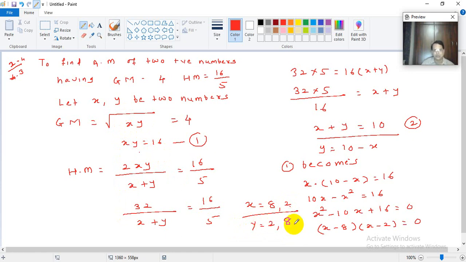मग जर 8 आणि 2 हे दोन नंबर्स असतील तर त्यांचा अरिथमॅटिक मीन काय येणार 8 + 2/2. सो अरिथमॅटिक मीन आय विल राईट इट हिअर. अरिथमॅटिक मीन ऑफ x अँड y इज x + y/2. म्हणजेच किती होणार 8 + 2/2 म्हणजेच किती होणार 10. सो दिस इज द आन्सर. 10 इज द अरिथमॅटिक मीन ऑफ द रिक्वायर्ड नंबर्स, की ज्यांचा जॉमेट्रिक मीन 4 आहे आणि हार्मोनिक मीन 16/5 आहे.